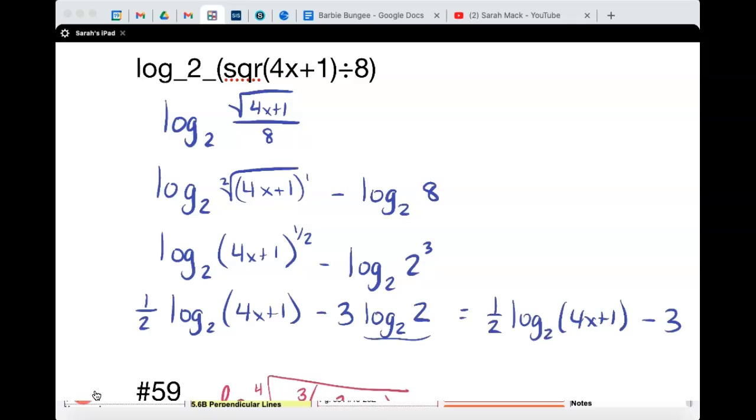This 4x plus 1, I can't do anything with it. It's just kind of like its own piece that's in parentheses. So we can't combine the 3 and the 1 together or anything like that. That's it. Expanded. Beautiful.